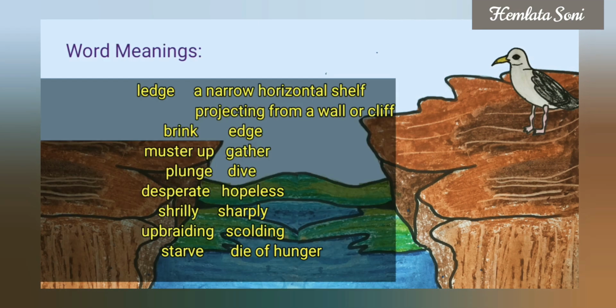So here are the word meanings from this para. Ledge, a narrow horizontal shelf projecting from a wall or cliff. Brink, edge. Muster up, gather. Plunge, dive. Desperate, hopeless. Shrilly, sharply. Upbraiding, scolding. Starve, die of hunger.